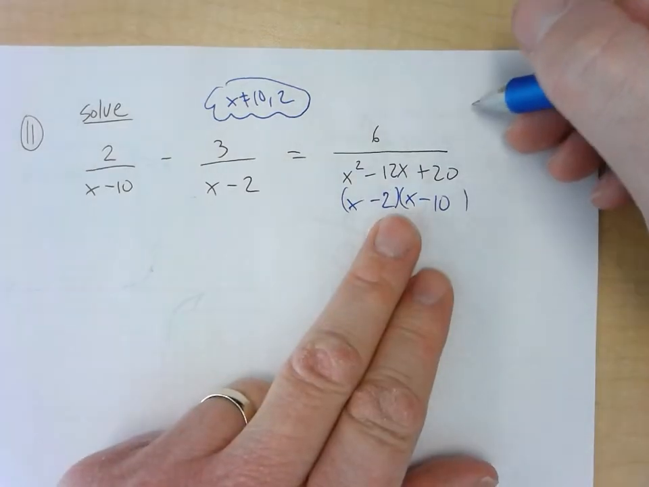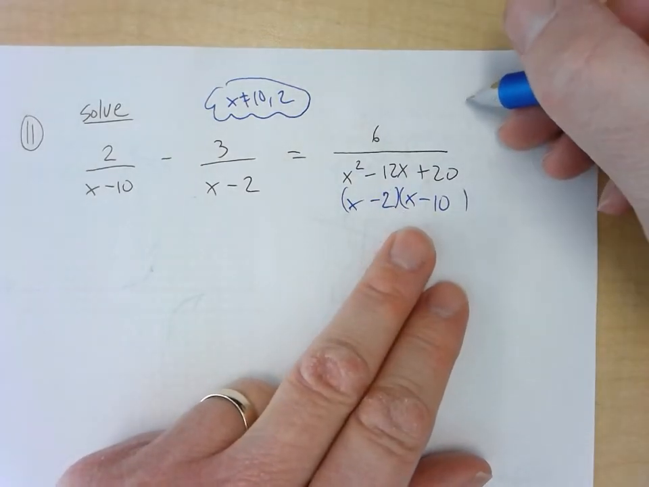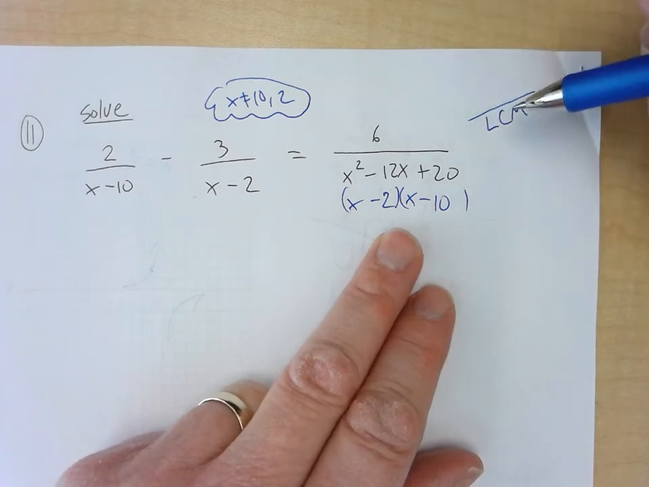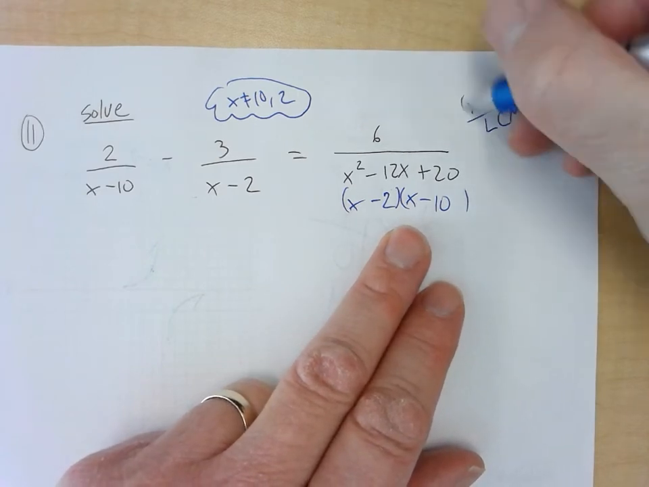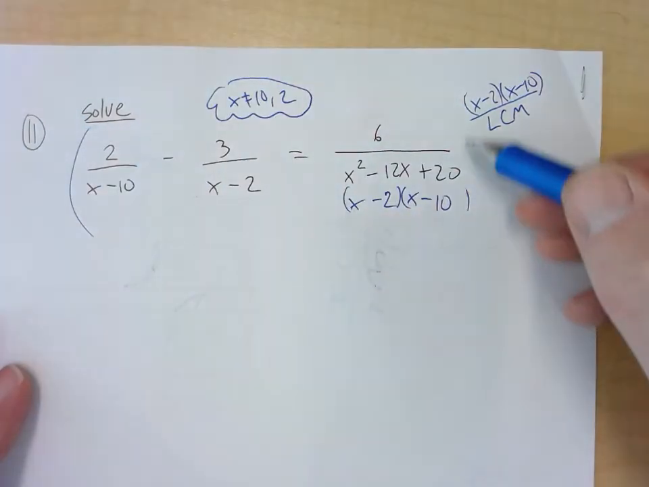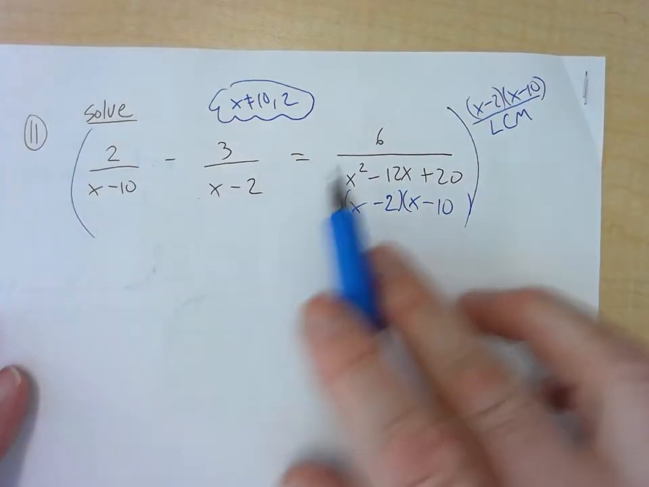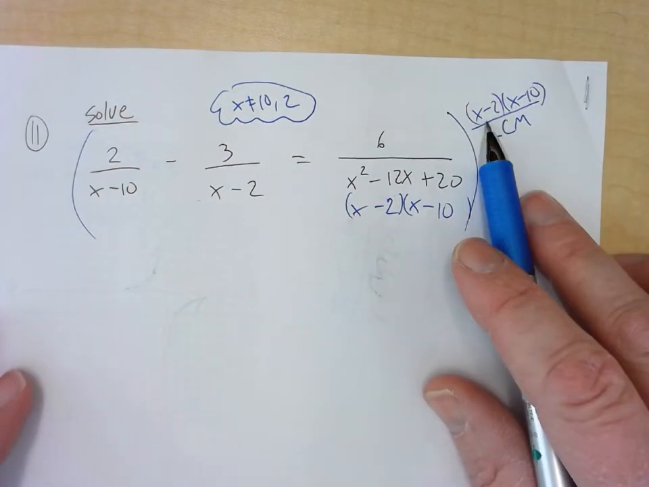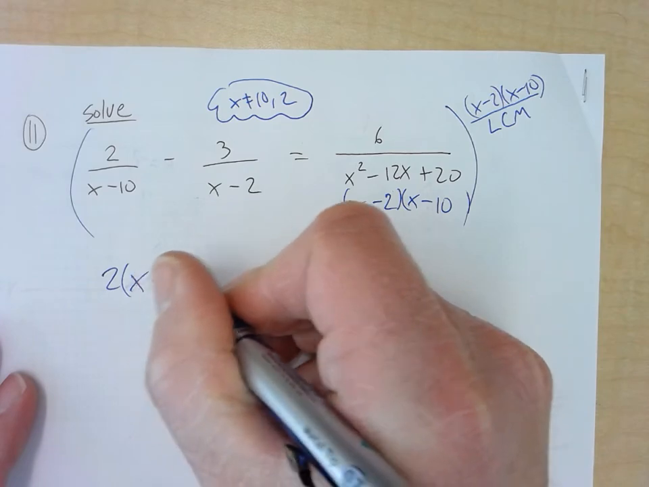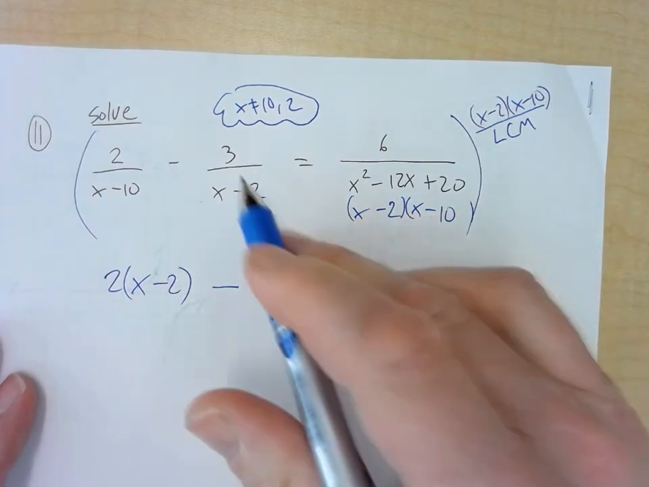And we're going to have the LCM, and we got x minus 2 and x minus 10 as the LCM. So here we go through the process. We're multiplying by the LCM. So this divides into there, leaving this. So it's going to be this times the 2. So it's 2 times x minus 2 minus 3.